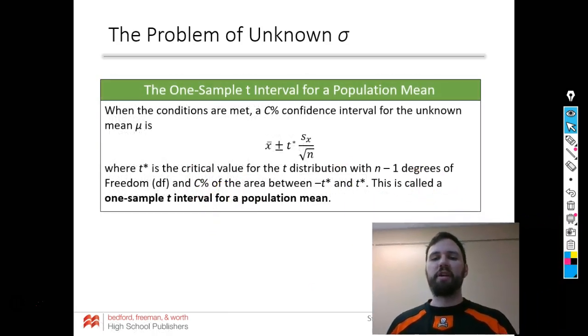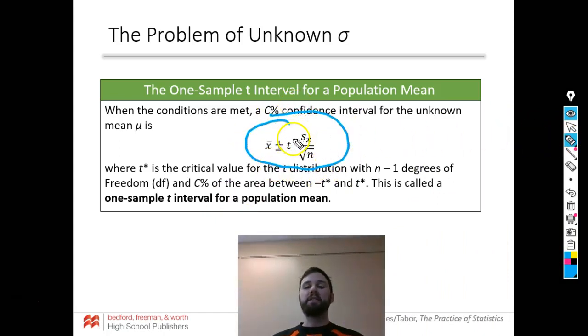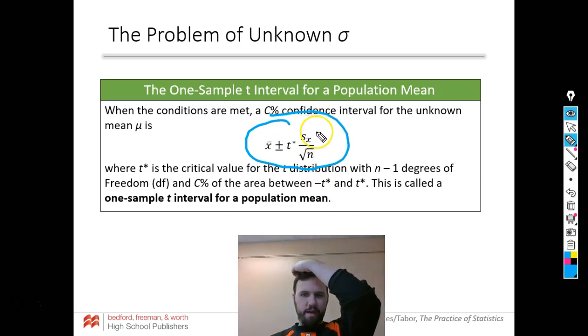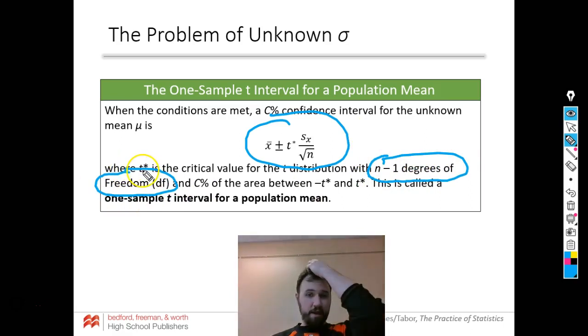So this is our money formula right here. We're going to see this again in class. That's how we find our confidence interval. Mean of the sample plus or minus t from the table times the standard deviation of your sample divided by square root of n. Okay? Your degrees of freedom come from n minus 1. Okay?